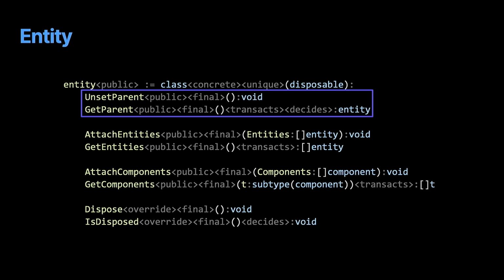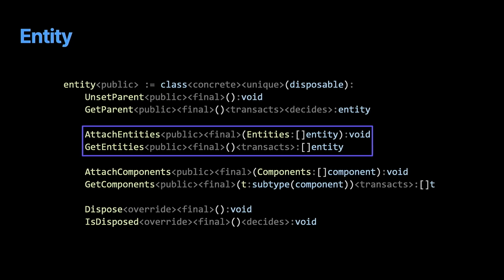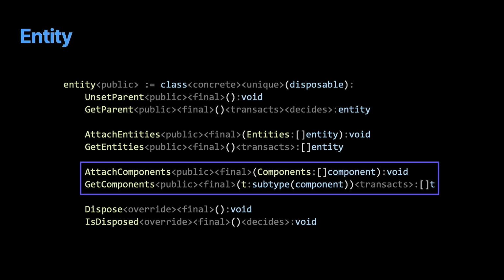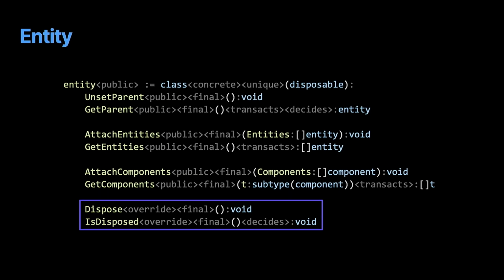So we can unset our parent, we can get parent, we can ask questions about the hierarchy within the entities. We can attach new entities as children, and we can read them. We can attach components, we can get components, and we can dispose the entity. And I'm going to go through these in more detail, so don't worry if you didn't absorb them in one go.